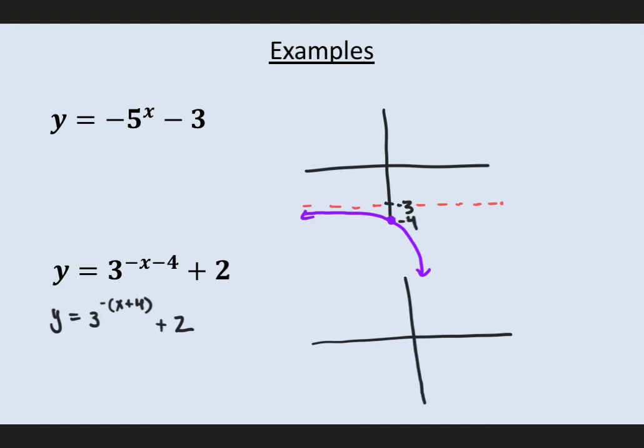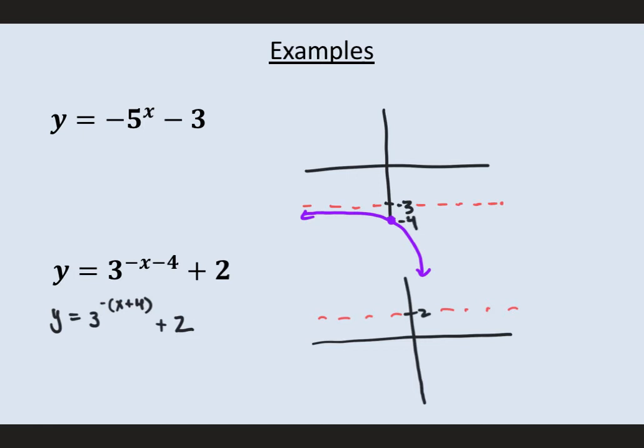Okay, so I've got to draw my asymptote first, so that's up 2. So I'll go up 2. I'll go ahead and put my dashed line. All right, then I have to worry about my left-right shift. Remember, I pulled that negative out, so it's a little bit different now. So what plus 4 equals 0? That has to be a -4.